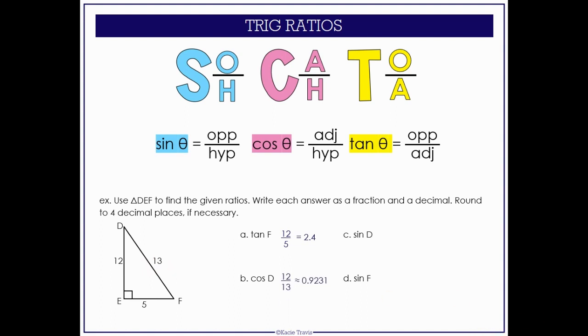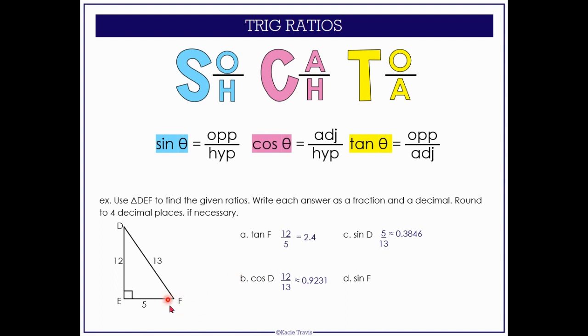Next, we have example C, and we are using the same perspective from angle D. Here we are looking for the sine of D, so that makes our ratio opposite over hypotenuse. Our ratio is set up as 5 over 13, and as a decimal it's 0.3846.